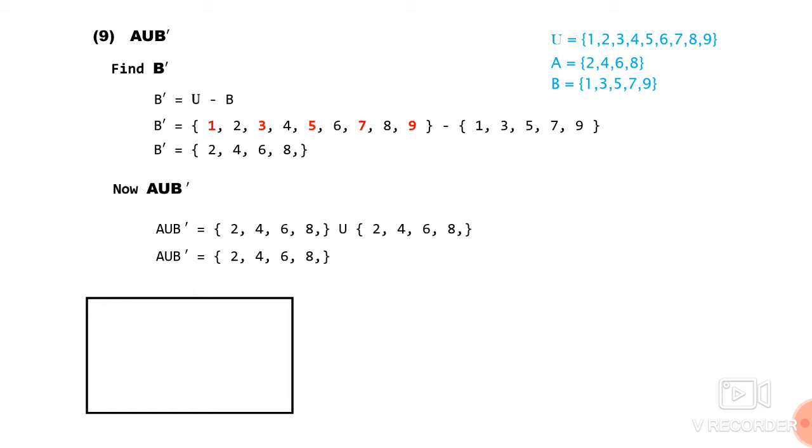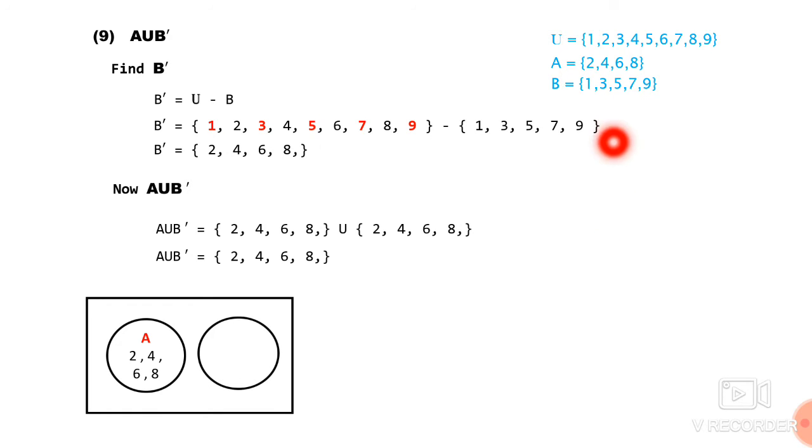Now for making the Venn diagram, these are the steps involved. The first one is to draw the rectangle, which represents the universal set. Second step, draw the circles. Here we can see that set A and set B are disjoint sets, meaning there is no common element between set A and set B, so we are making disjoint circles. There is no common element between these two circles.